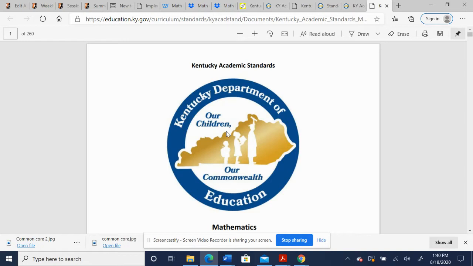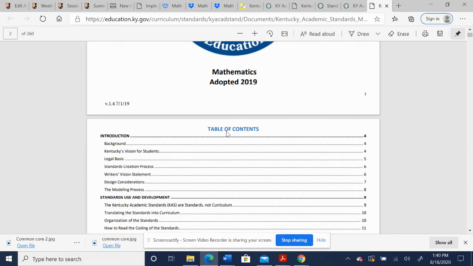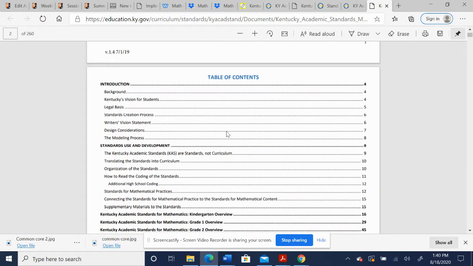Now, the standards document is 260 pages long. The majority of people do not print this thing, mostly because this is math standards from anyone starting in kindergarten and going all the way up through 12th grade. Okay. Now, what's really interesting about this particular document is it's not just a list of standards.